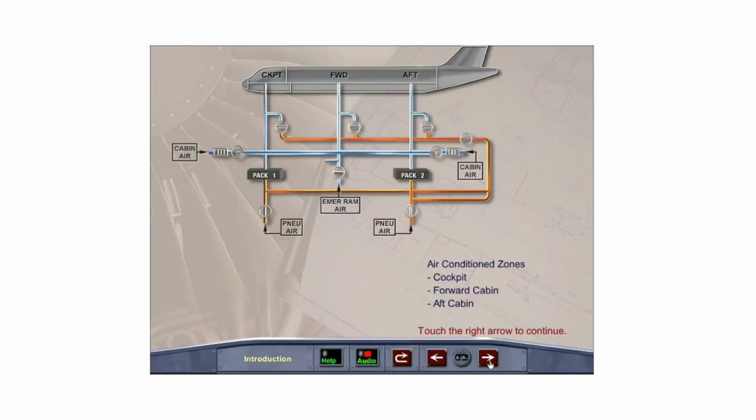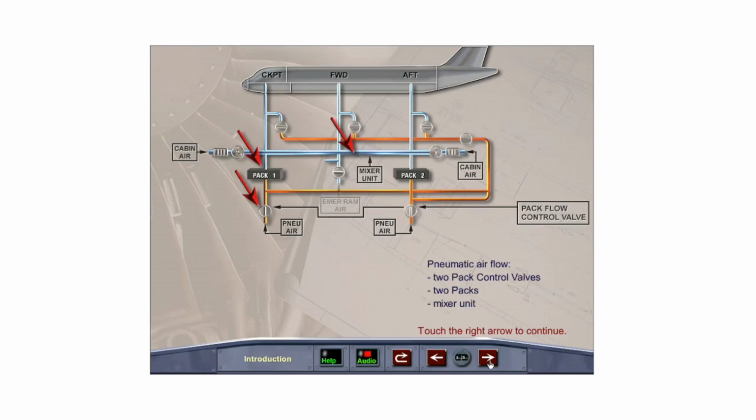The air conditioning system supplies the aircraft cabin with a continuous temperature-controlled supply of fresh air. The air-conditioned supply of air is distributed into 3 independent automatically controlled zones: the cockpit, forward cabin, and aft cabin.